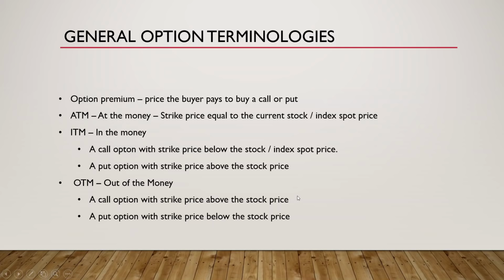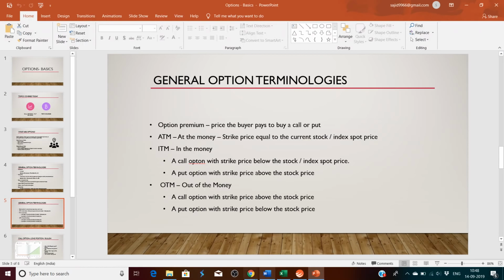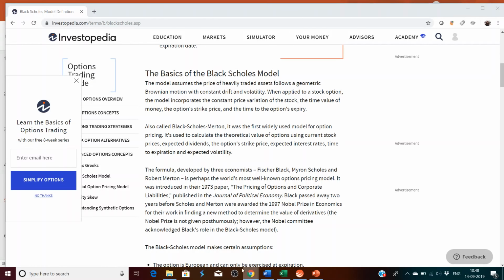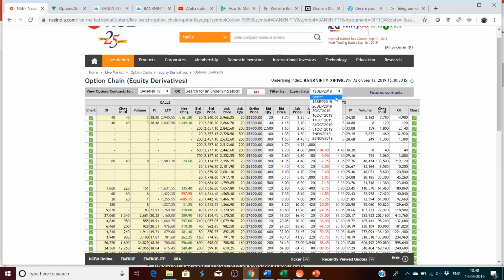So let me just take you to the option chain chart and try to explain. This is the expiry date. As you can see, we have weekly expiries, 19, 26, 3rd October. So all the weekly expiries are this. 26 is a monthly expiry. So let's go to the 19th expiry and the underlying index.